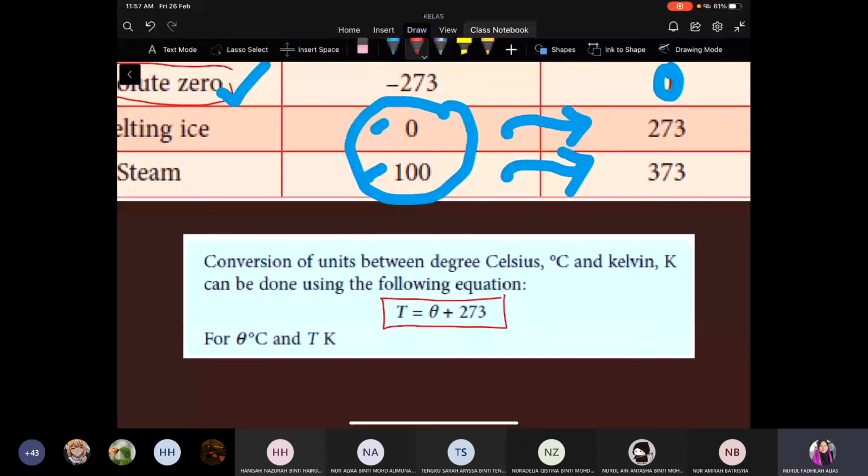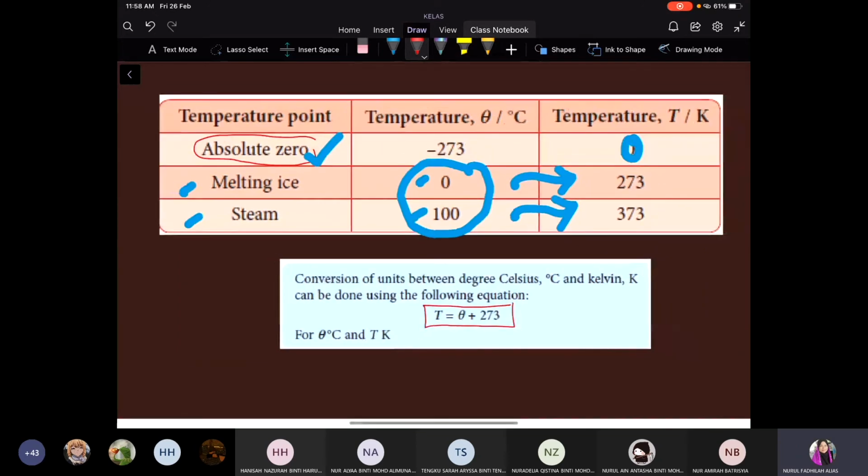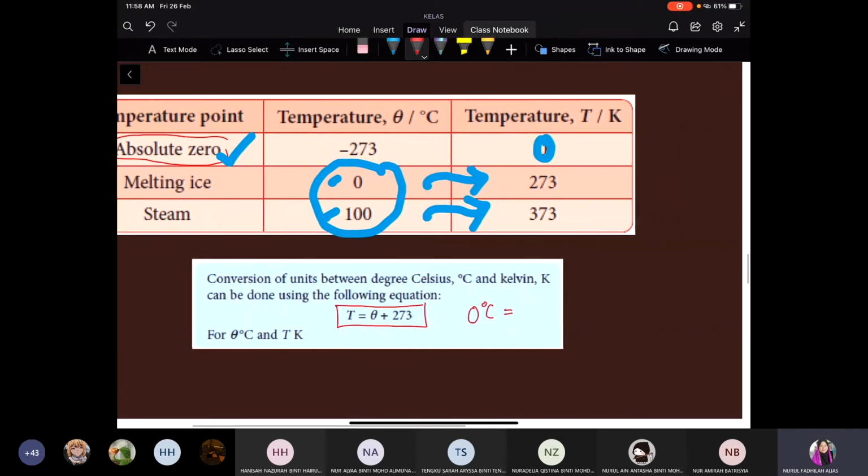So this is a new thing for you. This formula will be used for you to convert units from Kelvin to degree Celsius, or from degree Celsius to Kelvin. So if you have 0 degrees Celsius, how do you change that to Kelvin? Easy. 0 plus 273, that gives you 273 Kelvin. Please take note of this.